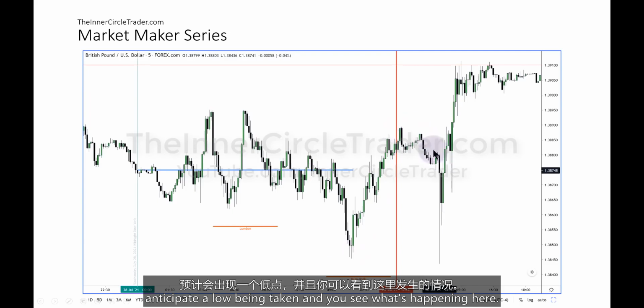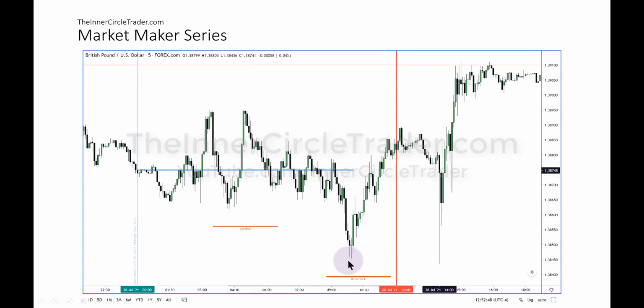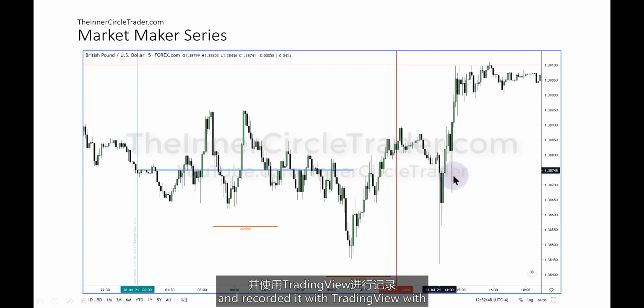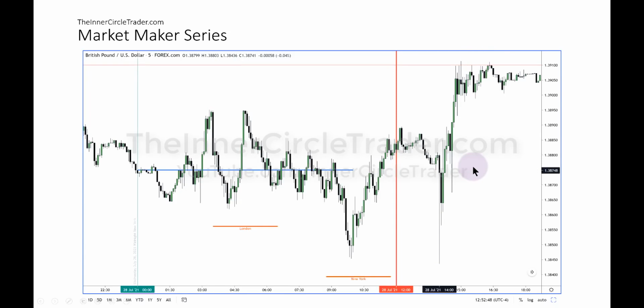And you see what's happening here. It runs down, the algorithm cleans that low out, then it goes higher. And you've seen me do the entry right in here, and you watched me take a trade and recorded it with TradingView with that idea after it took the low out. I felt confident trading it and attacking that buy side liquidity pool at 139.10.